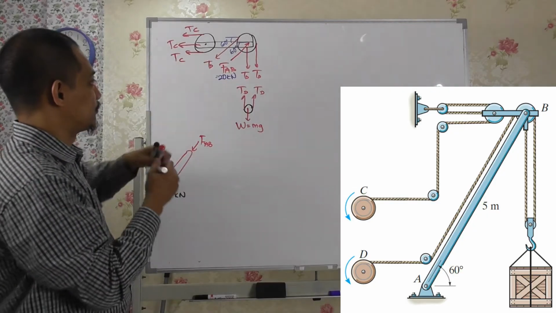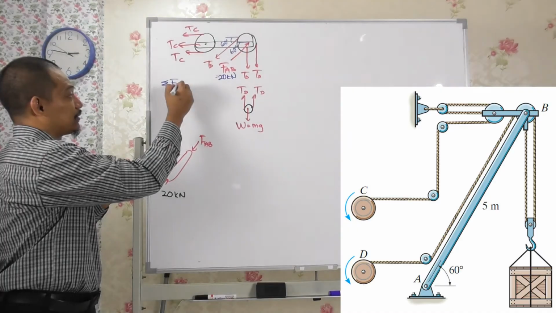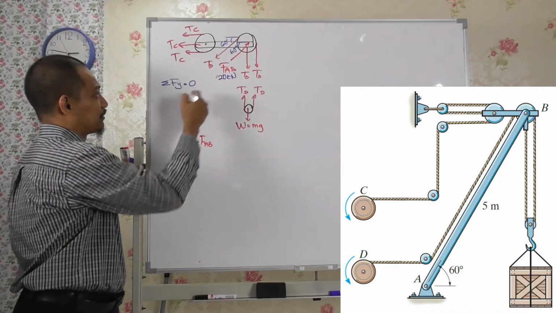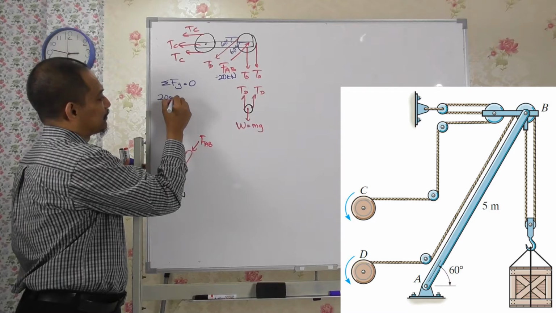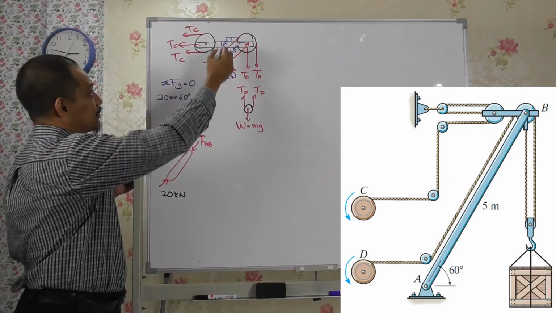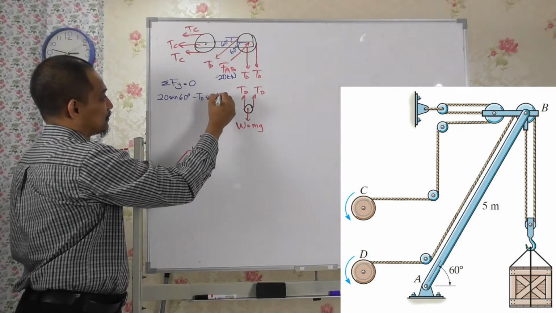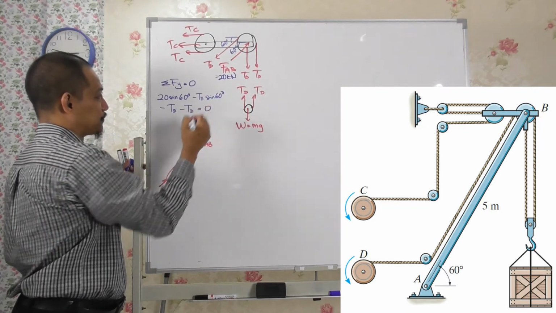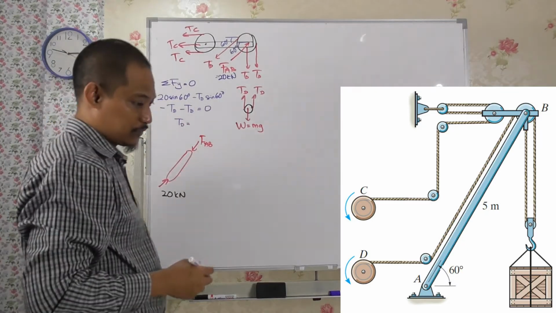So if I use this free body diagram and do summation of Fy equal to 0, this doesn't have any Y component. So I will have, for example, 20 sine 60 degrees for this one going up, but this one is minus TD sine 60 degrees, and then minus TD equal to 0. Then from here you can calculate TD, right?